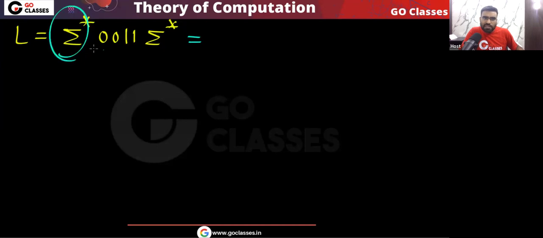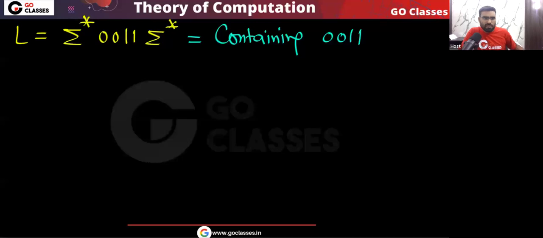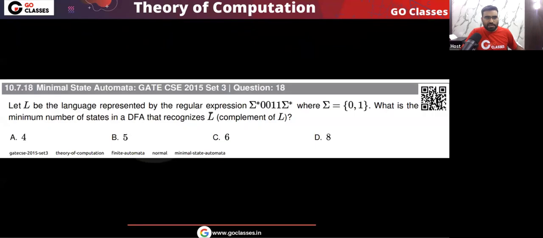So first of all, the language L is given to you. What is that? That is sigma star, meaning any string, followed by 0011, followed by any string sigma star. So it is any string, then 0011, then any string. It means containing 0011, yes or no? This language is basically strings containing 0011. Now let's create the minimal DFA for this, because the question is asking what is the minimum number of states in the DFA that will recognize L complement.